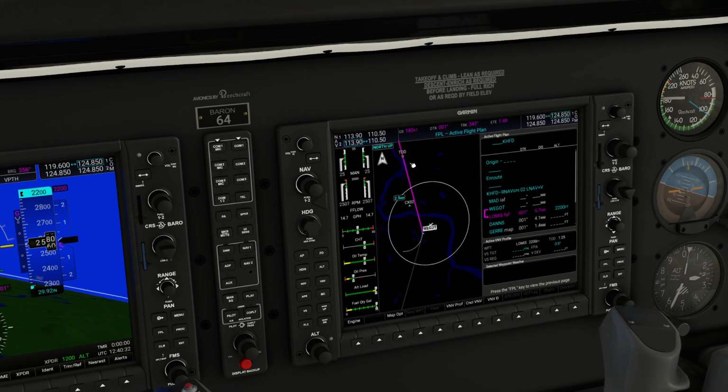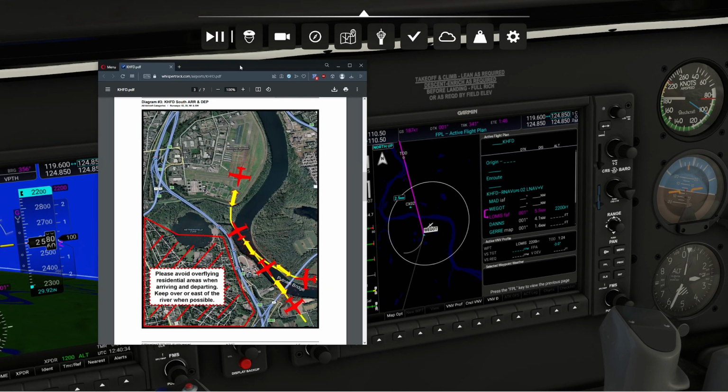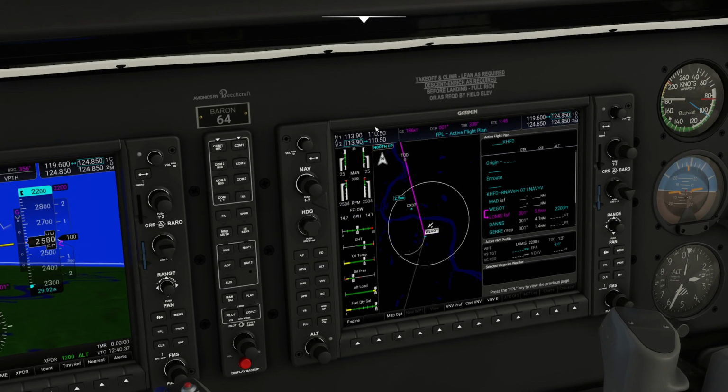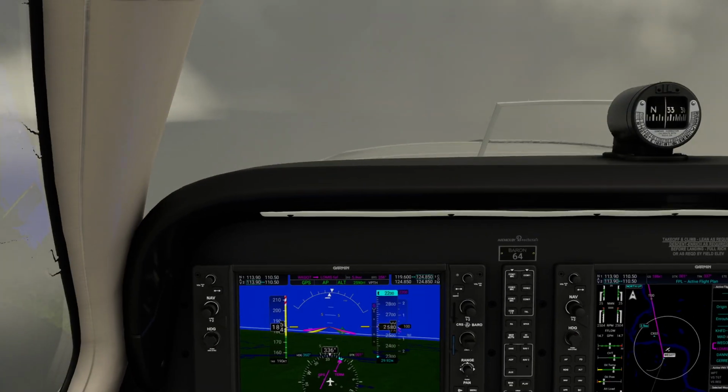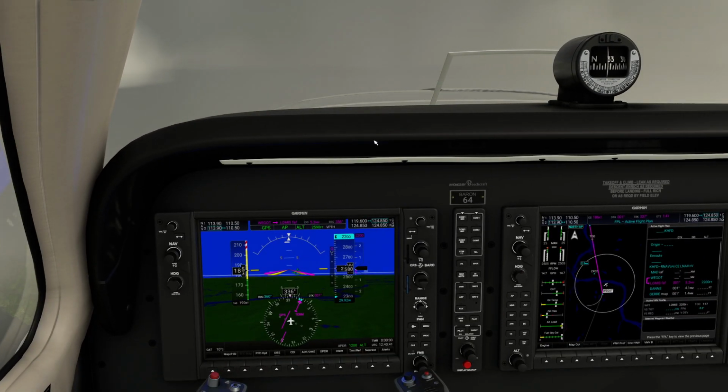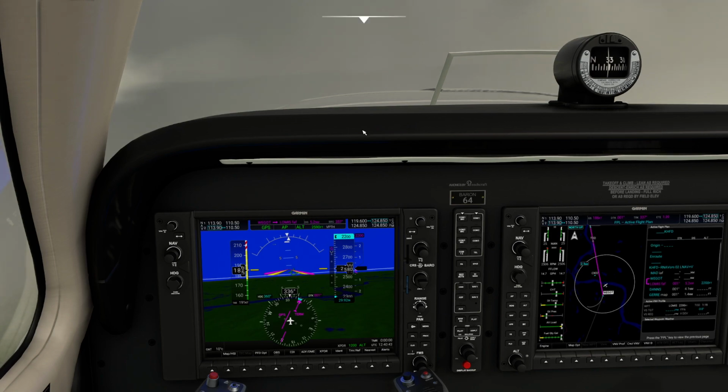Now, if you remember from the diagram earlier, the one that looks a little bit like this, you probably recognize the fact that when we were doing this, we were actually doing the same thing, but now we're just doing it on instrument conditions as opposed to flying it more conventionally, as you probably are familiar with. So we're going to go ahead and line ourselves up with the runway here.